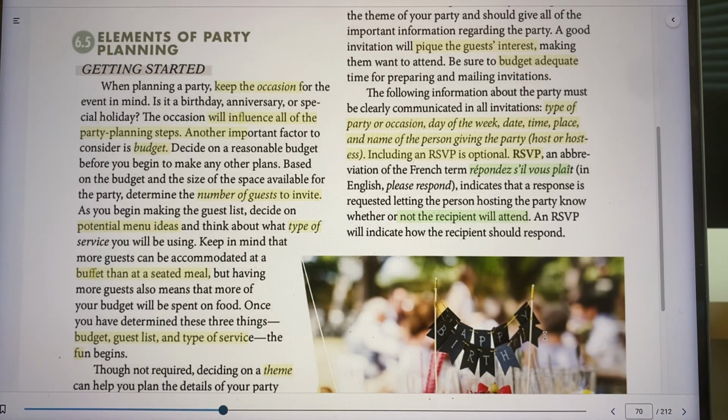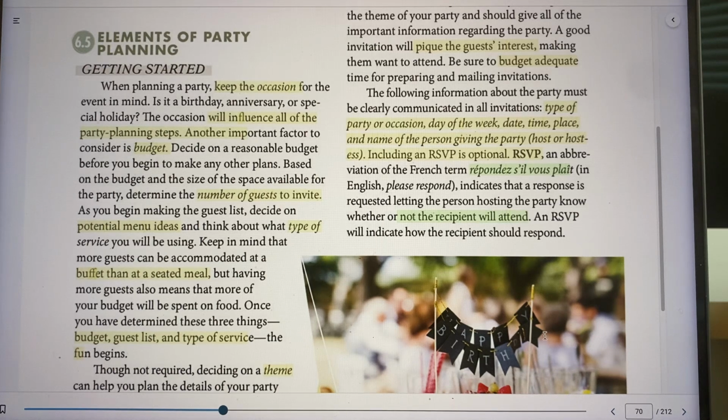And as you make the guest list, decide on a menu and think about what type of service you will need. Are you going to have a buffet type? Are you going to serve them from the kitchen as American style or family style? What is your service going to be like? And also, what are you going to cook? What menu will you have?